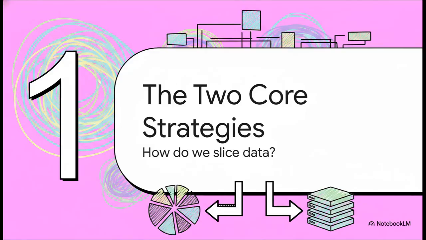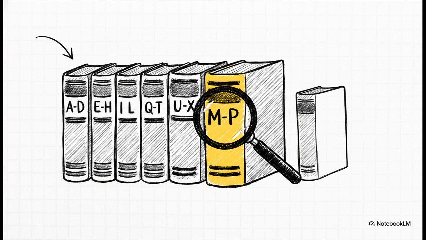Okay, so the big question is, how do we actually slice up that data? It sounds simple, but the strategy you pick has these massive downstream consequences for your system's performance. And really, there are two main schools of thought. First up, we've got key range partitioning.